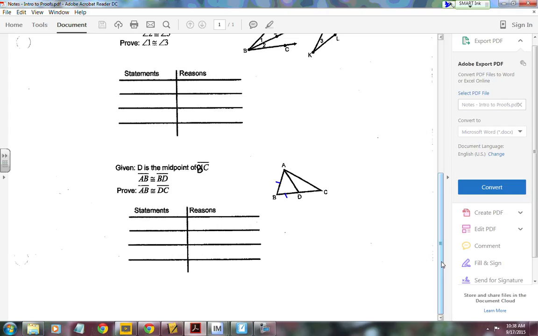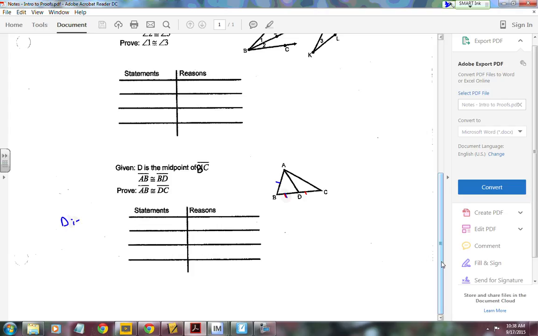All right, so look at our given. What can we get from the fact that D is the midpoint of BC? That BD and DC are congruent. Okay, so we can get that these two are congruent, right? And then we're given that AB and BD are congruent. So can we make the connection that AB and DC are congruent? Yes, we can. Okay, so let's write this down.